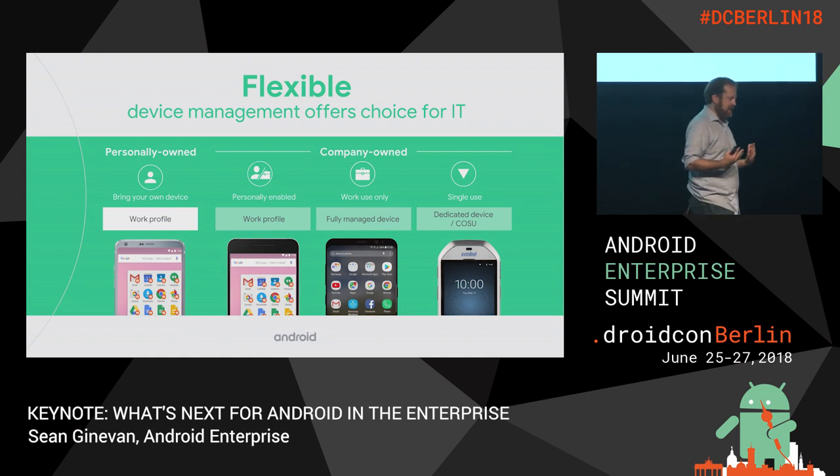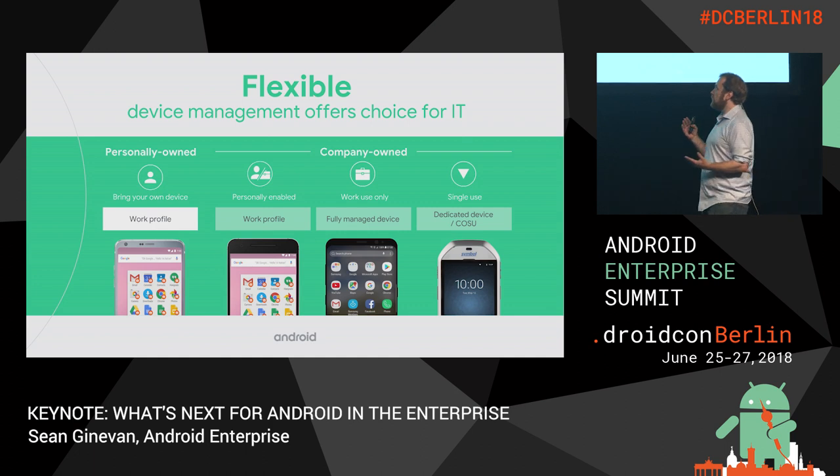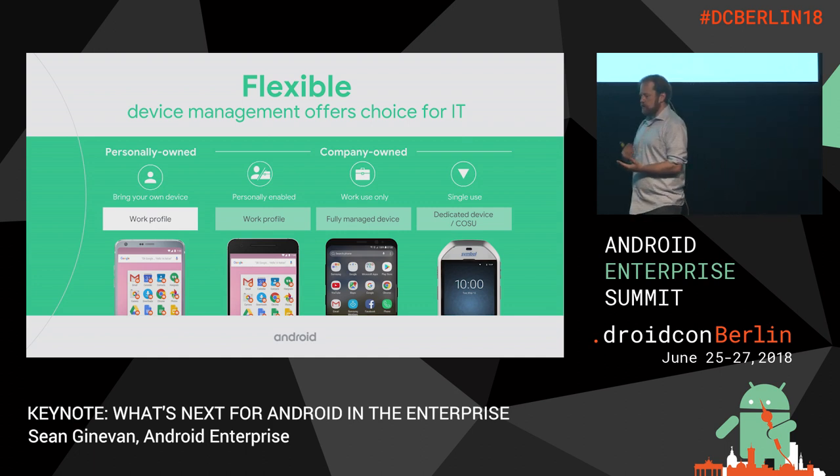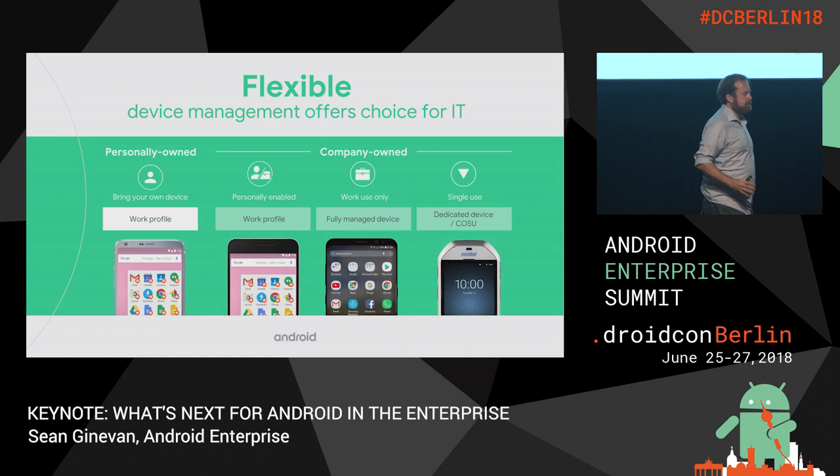But BYOD is not necessarily right for every deployment mechanism. In some cases, in financial services as an example, you need full control over the device. So in that particular example, you can manage the entire device should you want to. You can use what's called a fully managed device, and you can decide whether or not to deploy a work profile on top of that. What that basically means is if you want this device to look like a BlackBerry and only let corporate data on it, fine. That can be supported by Android.